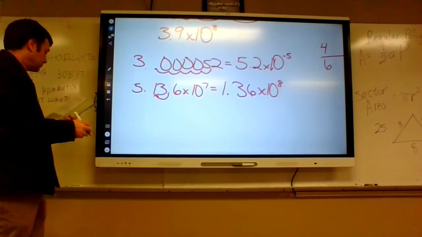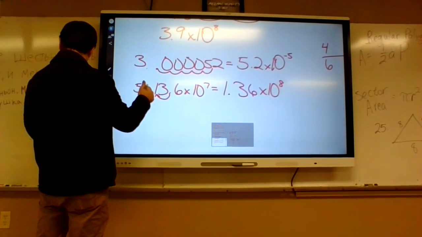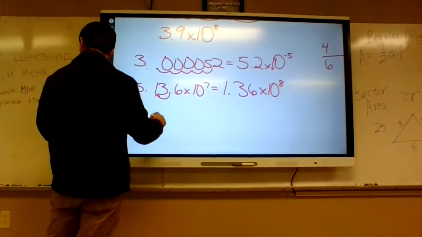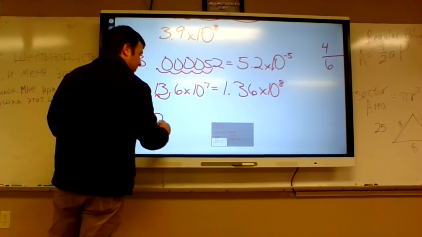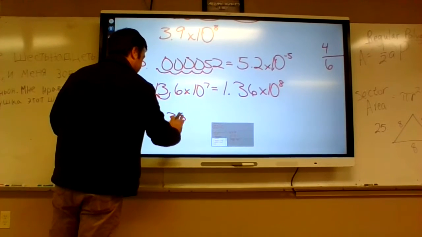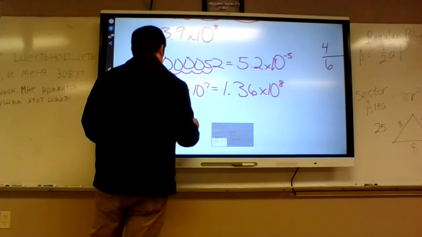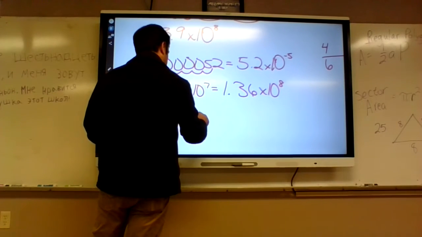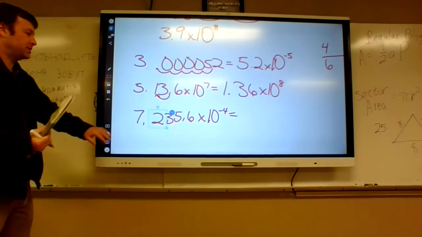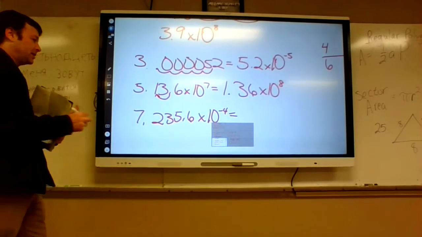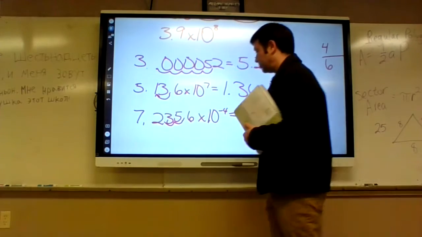Number 7. 7 kind of the same thing? Yeah, it's kind of pretty similar. 235.6 times 10 to the negative 4. Okay, kind of the same problem. It's not really in scientific notation, even though it looks kind of like it. So I need to move the decimal right there. So it's 2.356.